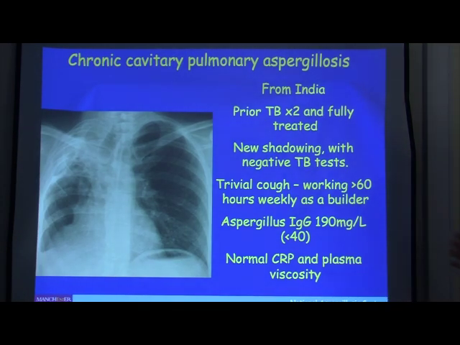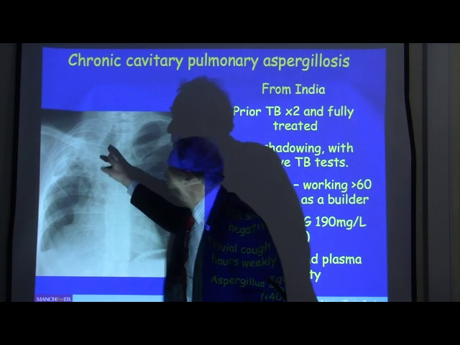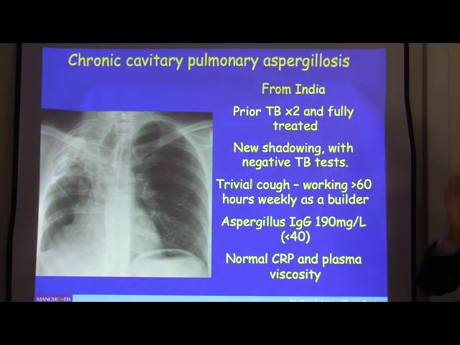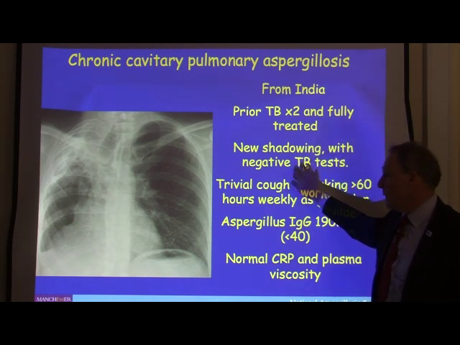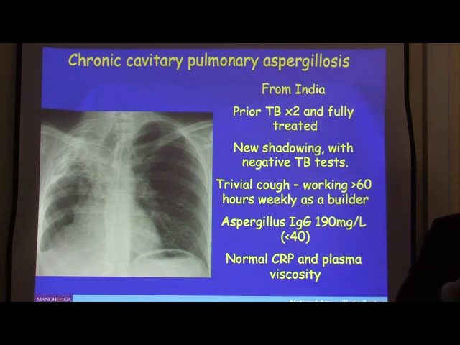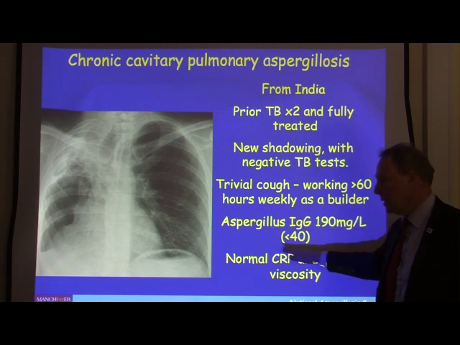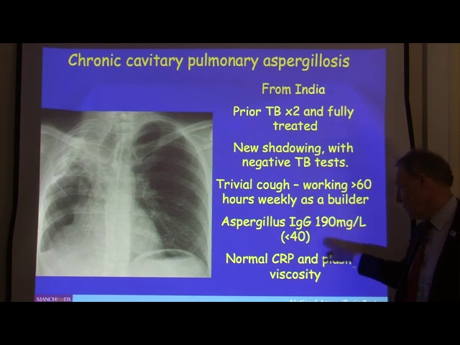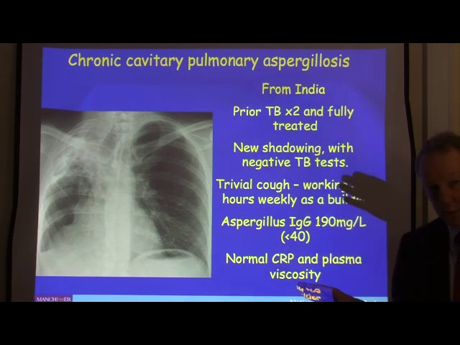Here's a man originally from India with an obviously abnormal right upper lobe with a lot of pleural thickening and cavitation. And he'd had TB twice, documented and fully susceptible and fully treated. And then he came back with new shadowing. This time his TB tests were negative. He had a little bit of cough, but he was working very hard. He was a builder. But he had a very high Aspergillus IgG antibody test, 190. So that's a really strong test. No inflammatory markers were abnormal.